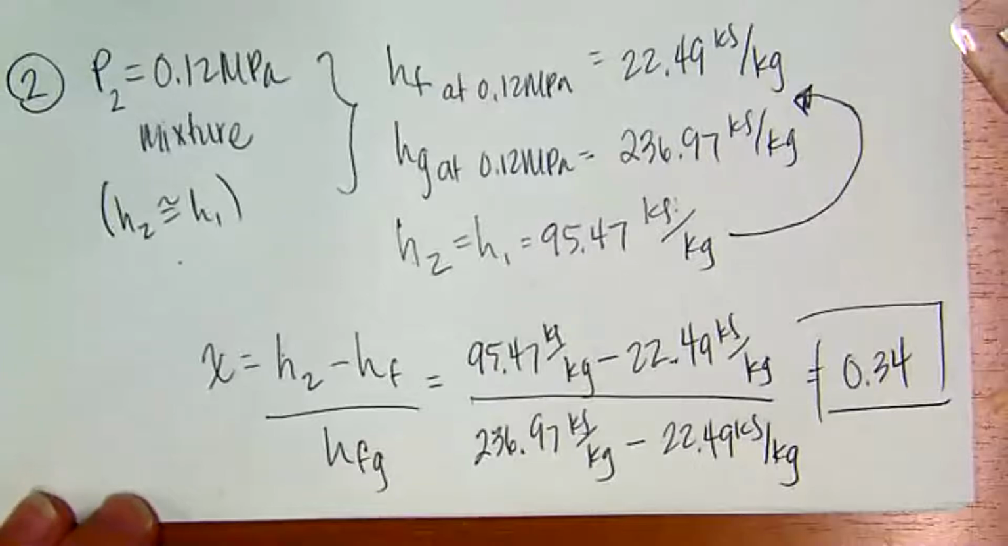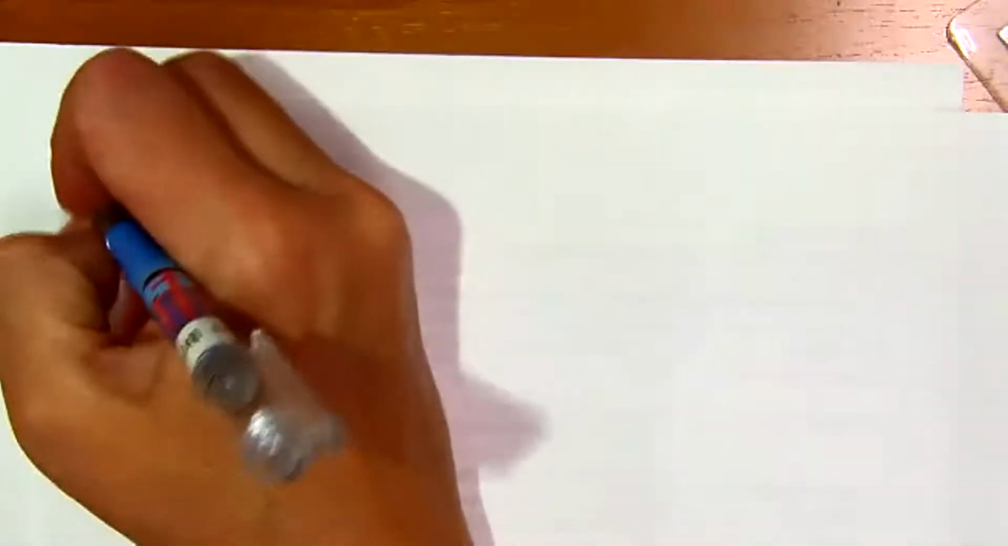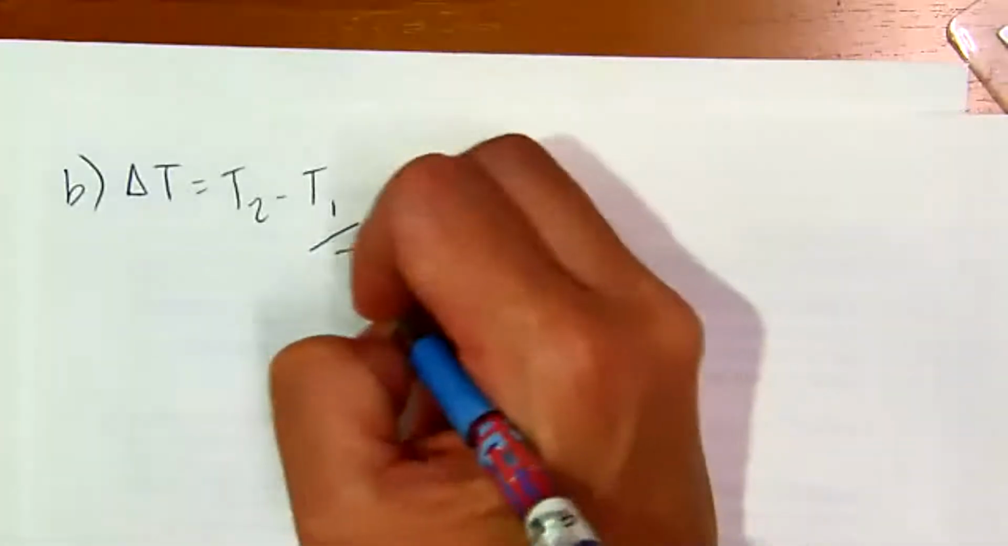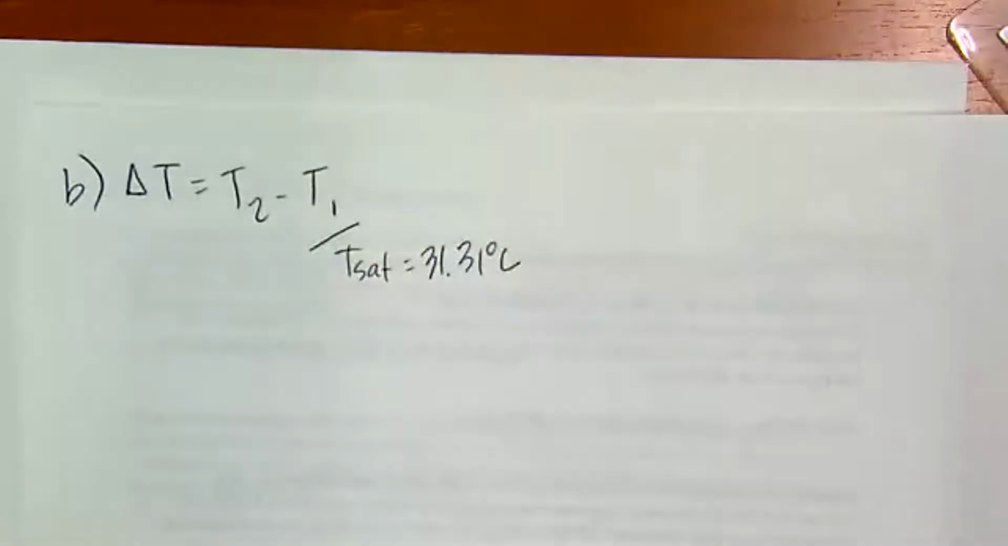So that's part A. I'm going to quickly go through part B because now we're at the very end, which is to look at the temperature drop. So for part B, we're trying to look at the temperature drop that's occurring. The way that we're doing this, we have our change in temperature is T2 minus T1, pretty simple. So we know T1 is our saturation temperature, our Tsat of 31.31 degrees Celsius.